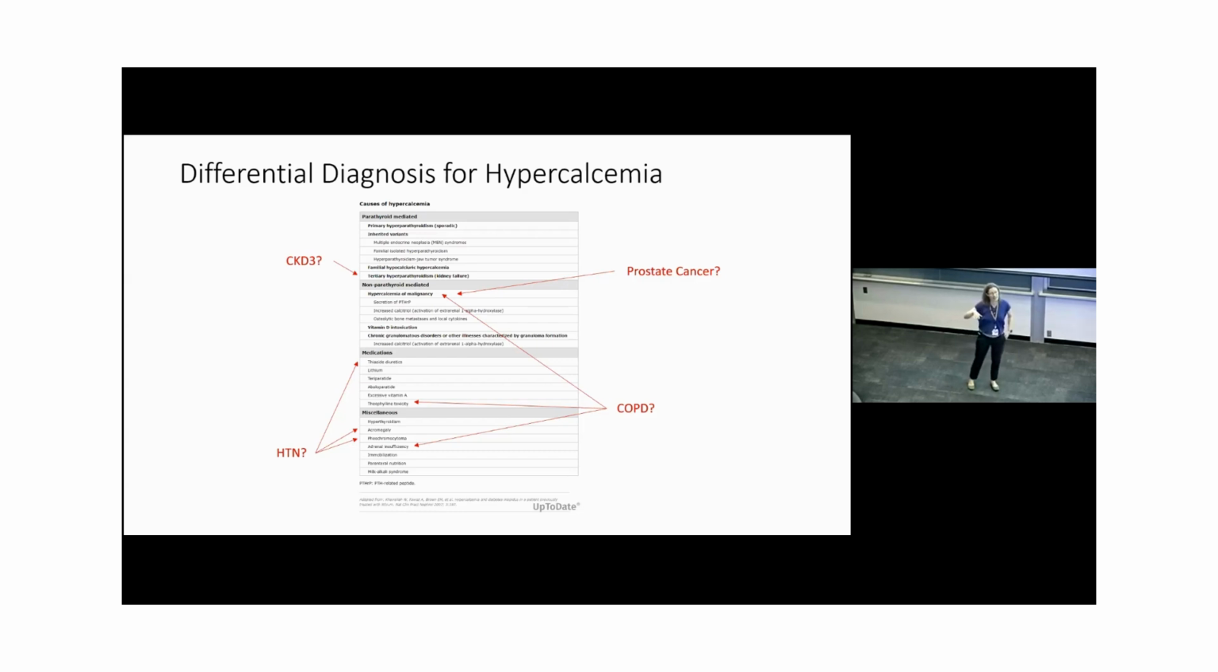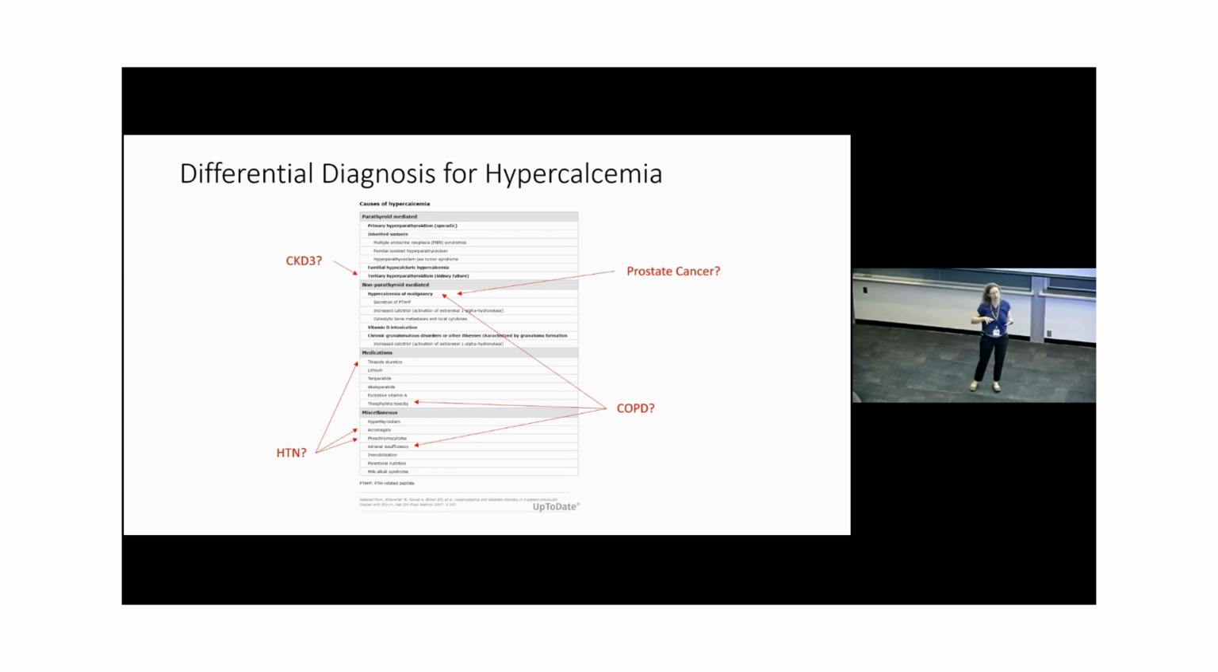And then finally, a lot of osteolytic mets that release lots of cytokines and activate those osteoclasts can also cause hypercalcemia. Classic example of this is multiple myeloma. Okay, so there's like the most common causes of malignancies.